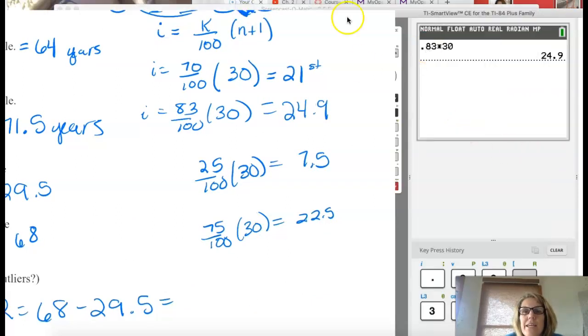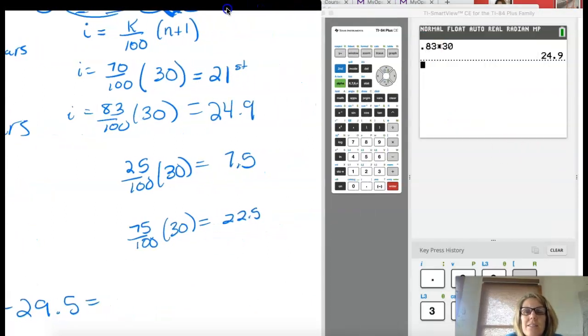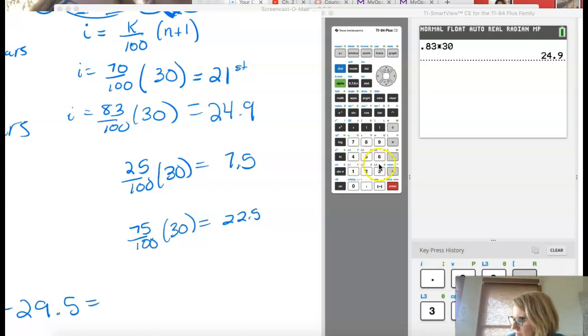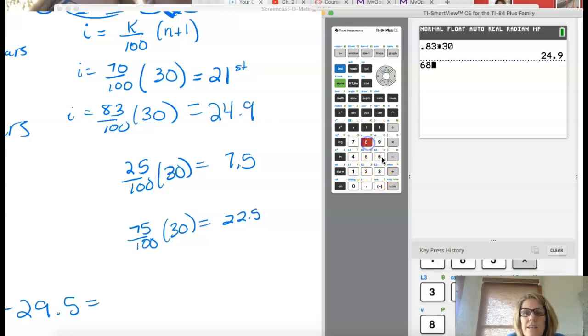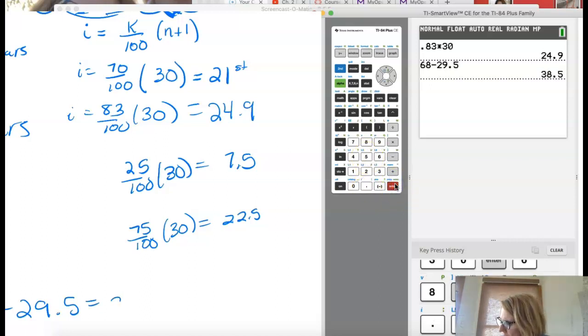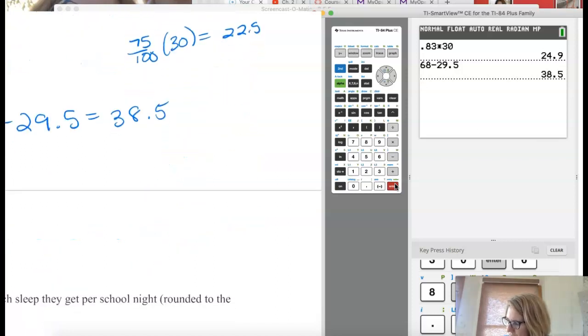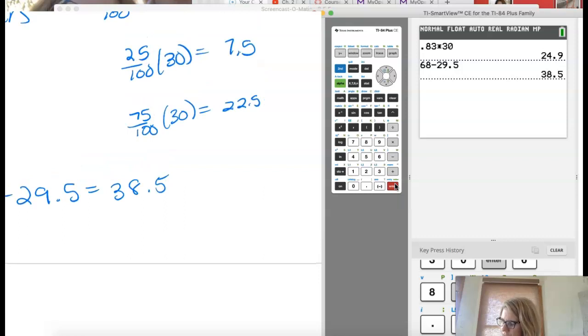Okay, so let's go back over to my calculator here. Sorry about that. 68 minus 29.5. We get 38.5. Okay? Now, I don't have on here checking for outliers. Oh, I do say, are there any outliers? So this is a little tricky. I'm not sure if they have this in your homework or not. I'm thinking they don't, but I'll show you anyway.